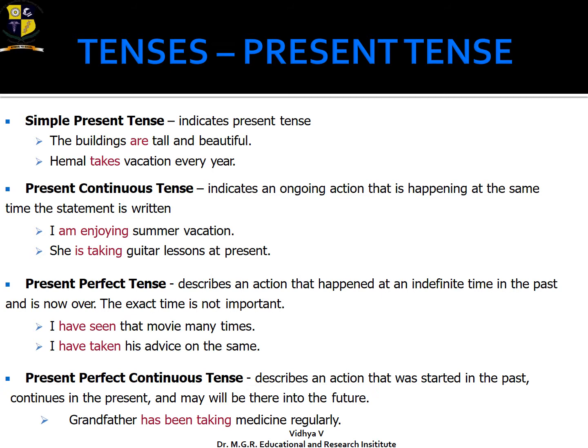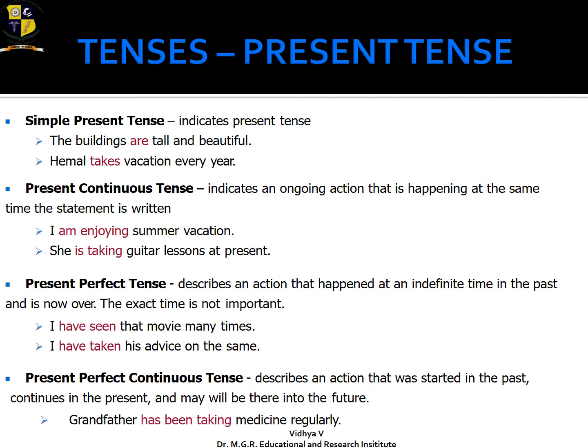Next is present perfect. This describes an action that happened at an indefinite time in the past and is now over. And here the exact time is not important. So example, I have seen that movie many times. I have already seen that movie many times, but it has happened in the past and is now over, but we don't know where or when I saw those movies. So this is present perfect. I have seen that movie many times. I have taken his advice on the same.